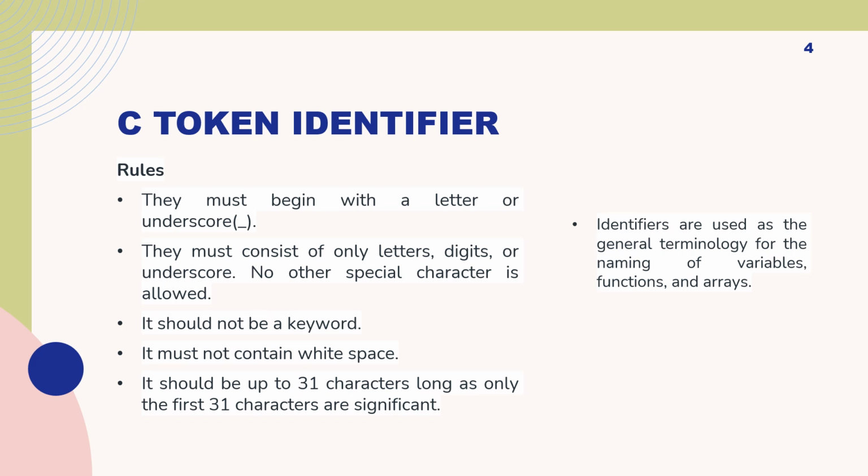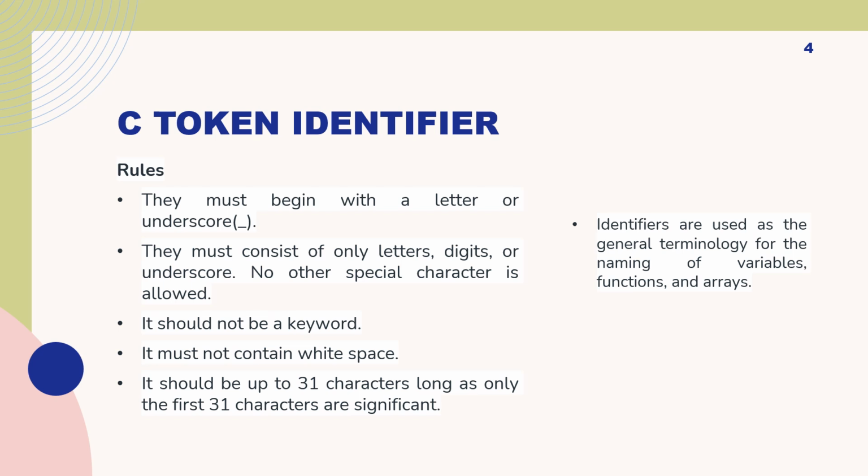And coming to the concept of identifiers, they are used as a general terminology for naming the variables, functions, and arrays. They are user-defined names. They consist of an arbitrarily long sequence of letters and digits, but with either a letter or underscore as the first character. These identifier names must differ in spelling and case from any keywords, and we cannot use keywords as identifiers, because they are reserved for special use.